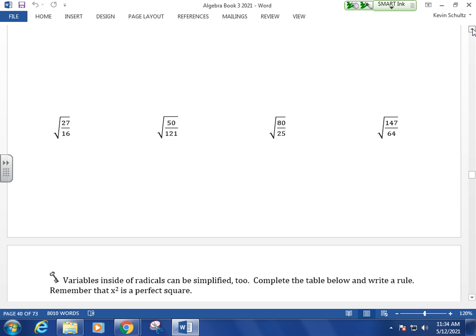Okay, so the cool thing about the root of fractions is that we are able to split this up into the root of the numerator over the root of the denominator and treat them separately. So taking the root of the entire thing is the same as taking the root of the numerator over the root of the denominator and treating them separately. Do you have a question?